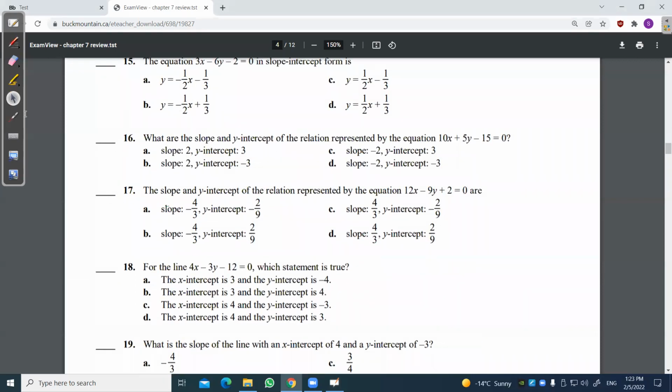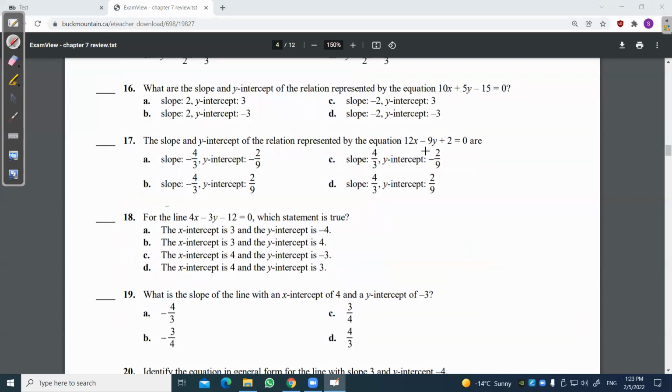Let's try another one. Let's try fractions. Number 17. The slope and y-intercept we're looking for. You won't be able to see it just from the equation. You're going to have to rewrite it. So let's solve this equation for y. We'll have y on the left-hand side, and on the right-hand side, we'll have the slope and the y-intercept. How do we solve this equation for y? How do I isolate for y?